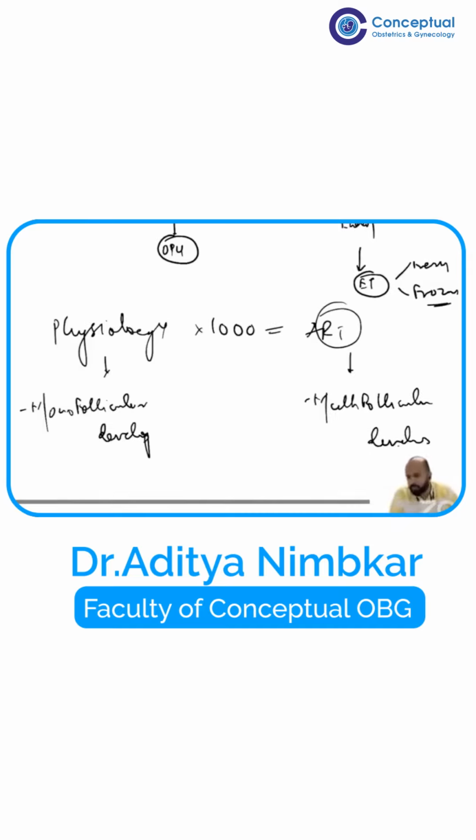Apart from that, there is a gradual development of the endometrium, or the endometrium prepares itself very gradually, whereas over here it is a completely artificially stimulated endometrium that is a little more rapid than your natural.